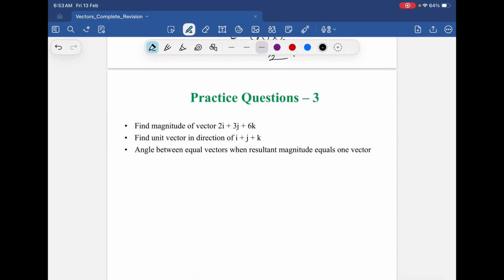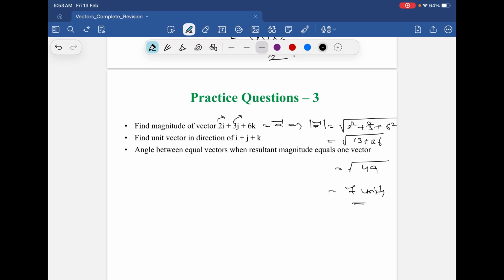Magnitude of a vector: if you call this vector a bar, what will mod of a be? Already we have seen, under root of x component square, 2 square, y component square, 3 square, z component square, 6 square. Root of 4 plus 9, 13, plus 36, root 49, which is equal to 7 units. Okay, unit vector in the direction of i plus j plus k, I will give you as homework. You can do this. Directly i plus j plus k by mod, root 3, you will get, right?